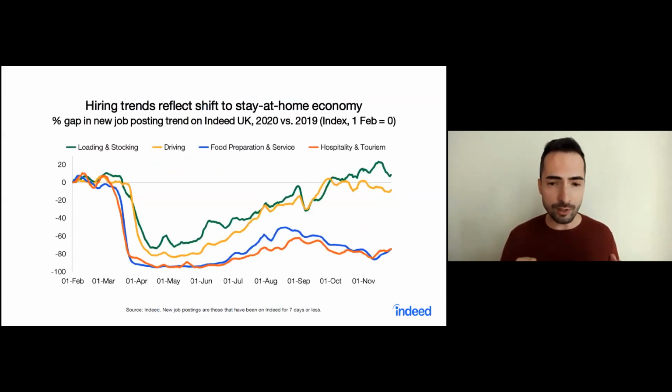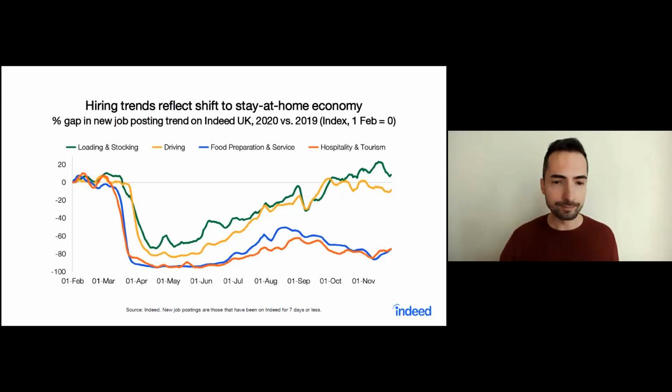This chart shows the weekly inflow of new job postings on Indeed in four selected occupations. The two worst performing ones, which are food preparation and service in blue and hospitality and tourism in orange, where hiring started to pick up when the economy opened up over the summer, but has really fallen back quite significantly since then. And we also see two among the best performing occupations, which are loading and stocking and driving, both important occupations within e-commerce and online shopping and delivery, which have actually recovered or almost recovered compared to last year's trend.